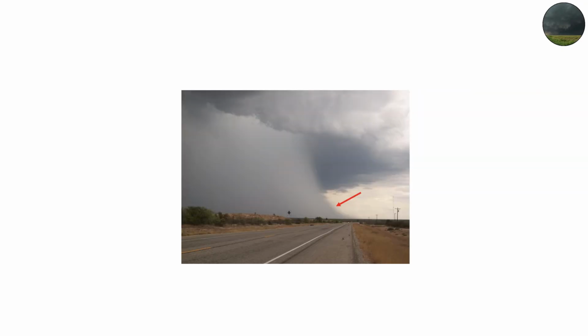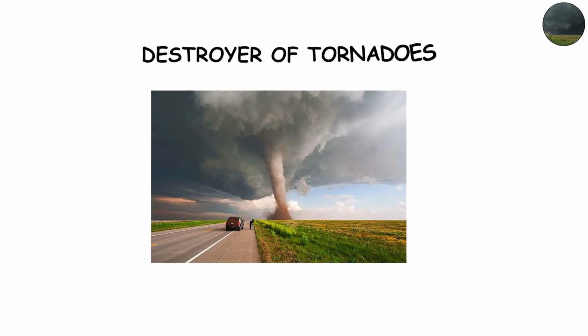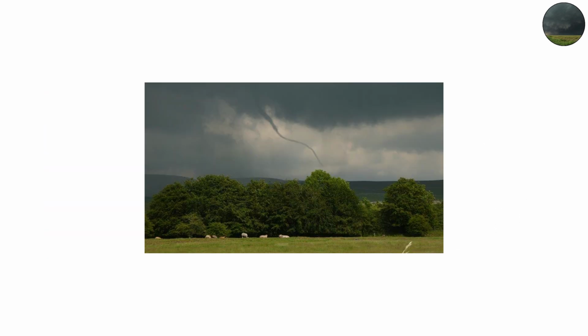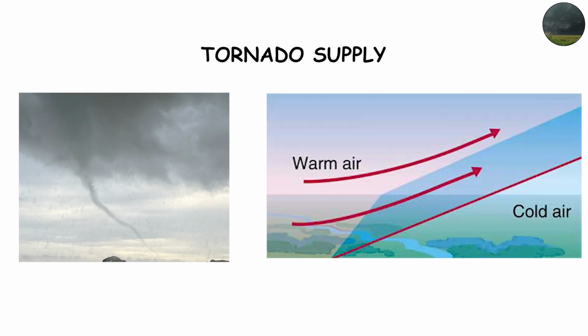The dual personality of the RFD. Here's where things get interesting. The RFD can be both a creator and a destroyer of tornadoes. When balanced correctly, the RFD helps concentrate rotation and sustain a funnel. But if it becomes too strong or too cold, it can cut off the tornado's supply of warm air and cause it to dissipate.